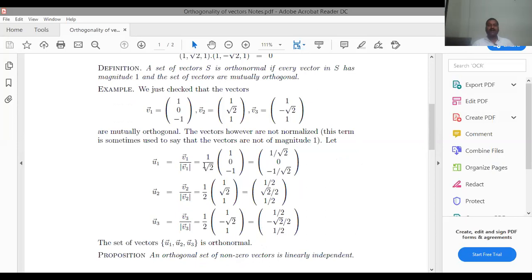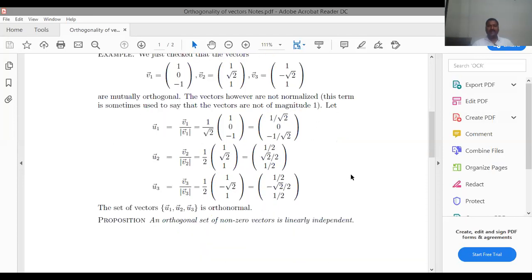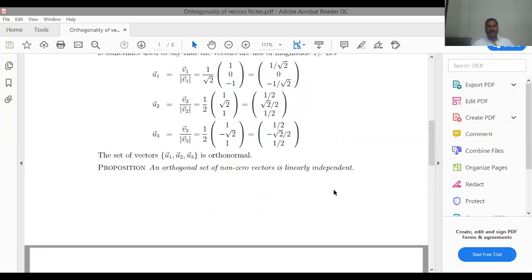By dividing each vector by its norm, that is u1 equal to v1 by norm v1, we get this vector, and u2 is this vector, and u3 is this vector. Meaning v1, v2, v3 are normalized. And the set u1, u2, u3 is called an orthonormal set. If a set of vectors are orthogonal, they are linearly independent, not vice versa.